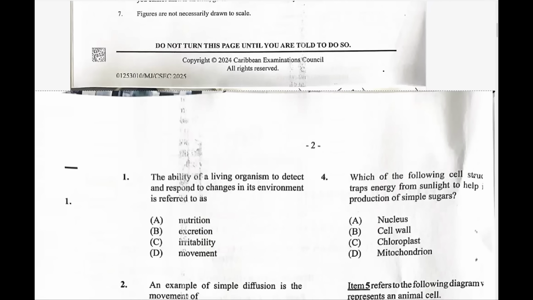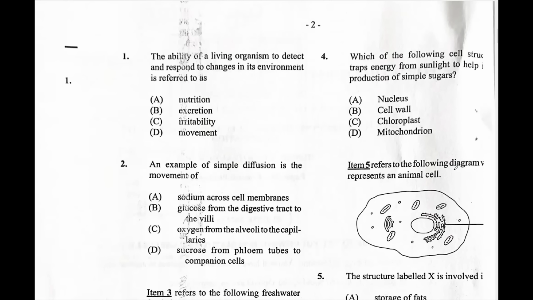We are reviewing the June 2025 Paper 1 for Human and Social Biology. It contains 60 questions. Let's begin with number 1. The ability of a living organism to detect and respond to changes in its environment is referred to as irritability.